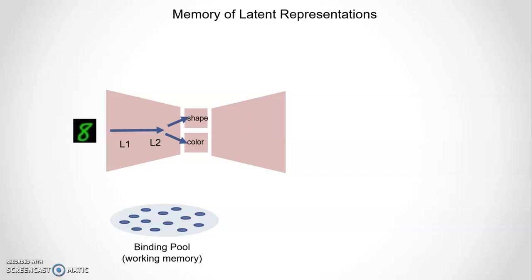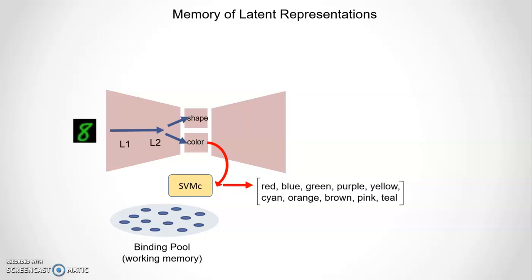To examine the quality of representations being stored from different levels of the VAE, we trained classifiers on shape and color maps. For example, SVM-C maps the color activations to color labels, and SVM-S maps the shape activations to the shape labels.